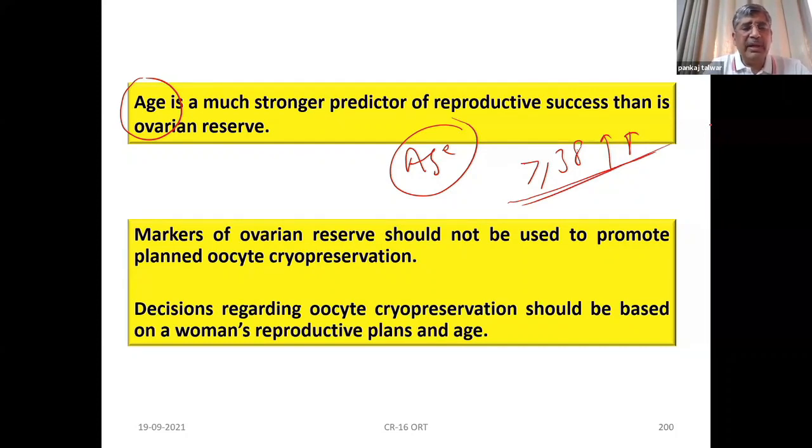Markers of ovarian reserve should not be used to promote planned oocyte cryopreservation. A large number of women come to us saying that they've got an AMH of 1.5 or that AMH is low, and they want to carry out oocyte banking. It should not be used to promote. It can be done, but don't promote it. Until you are very convinced, don't do it. The decision of oocyte cryopreservation should be based upon the woman's reproductive plans and age. This is a very important thing for us.